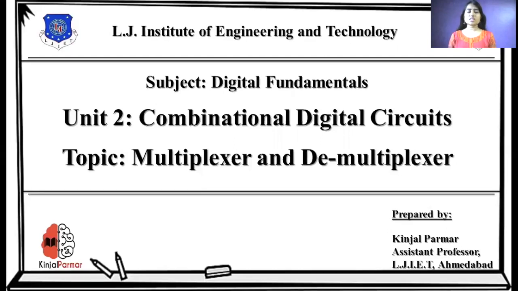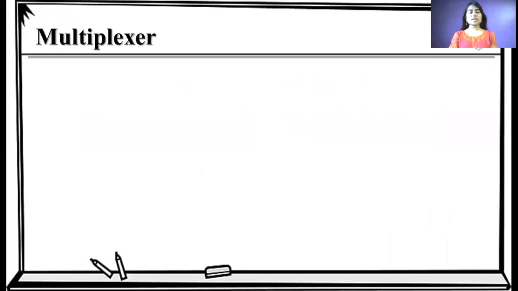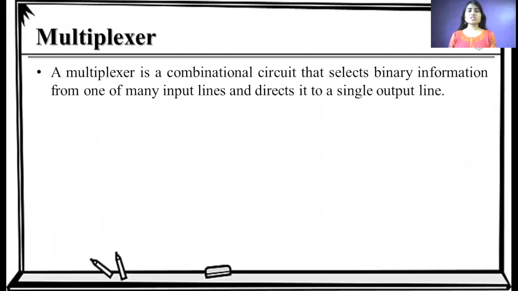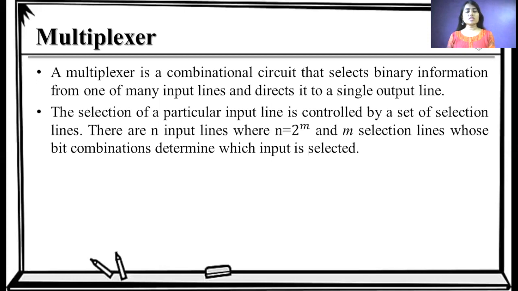Today we will discuss multiplexer and demultiplexer combinational digital circuit. So let's start with multiplexer. A multiplexer is a combinational digital circuit that selects binary information from one of many input lines and directs it to a single output line. So multiplexer is a combinational digital circuit which converts many inputs into one output line. The selection of a particular input line is controlled by a set of selection lines.